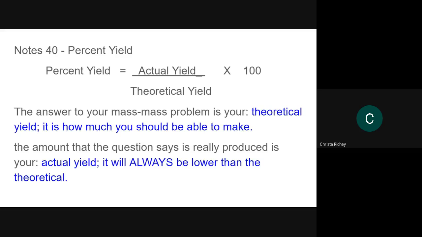Which means your percent yield can never be more than 100%. It can't be. It'd be close. The actual yield is always going to be smaller than the theoretical.